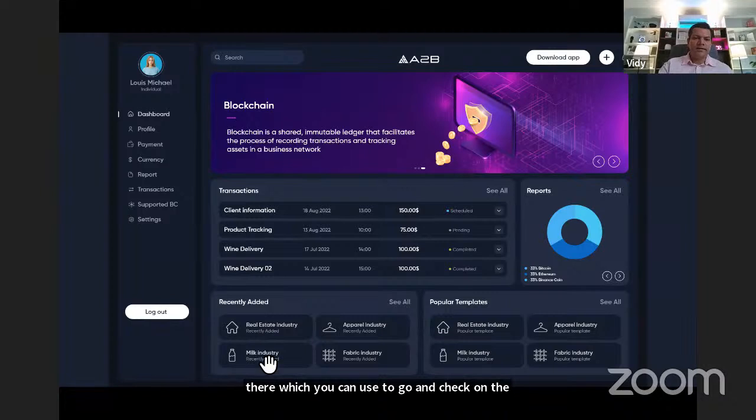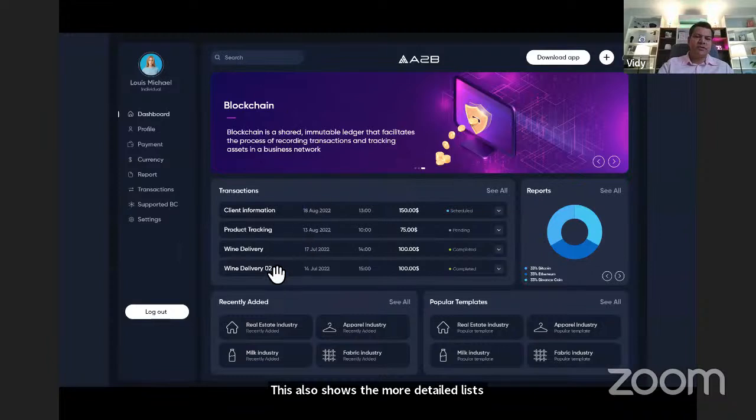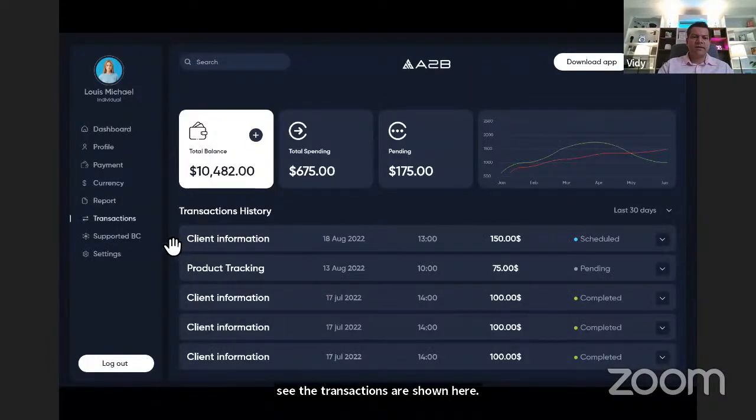On the bottom here, you can see different templates that we have created for this. So if you are in the real estate industry, you could use this template. And if you want to change it, these templates are all editable. Milk industry, apparel, fabric industry, plus there is an option to search on the top. This also shows the more detailed list. So here you can see the transactions are shown. If you want to see a complete list, you can see it through this navigation bar on the left, where it shows all the transactions that you have completed.